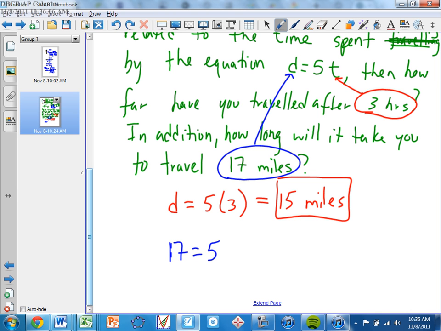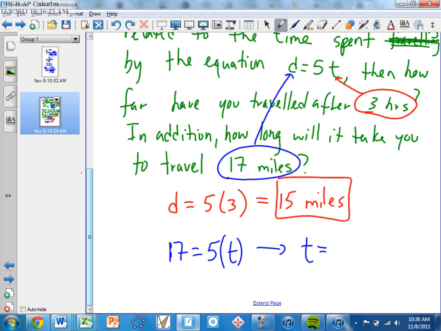17 equals 5t. Now, keep in mind, it says how long will it take you, so what am I solving for? T. The time t. Divide, right? Good. Divide by 5 on both sides. What do you get?